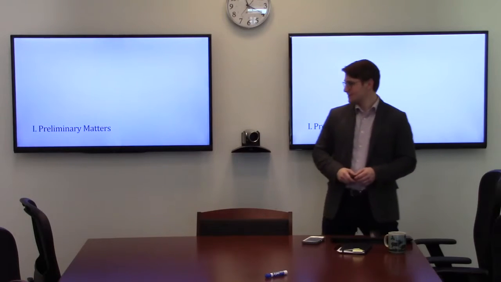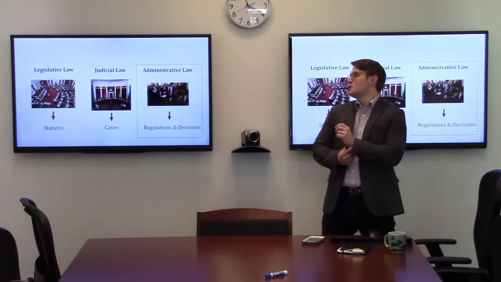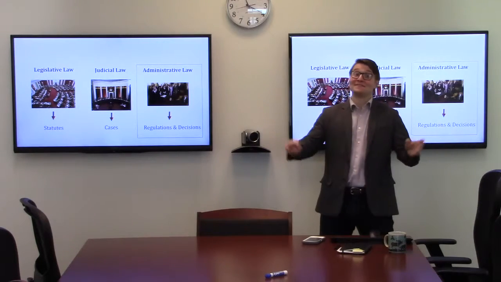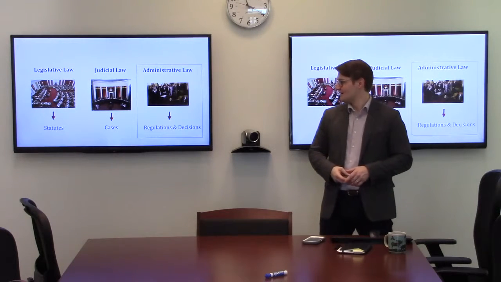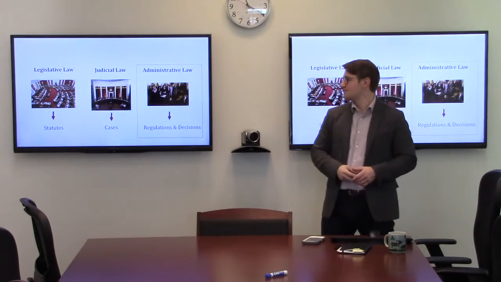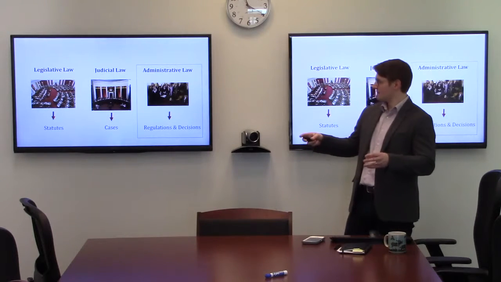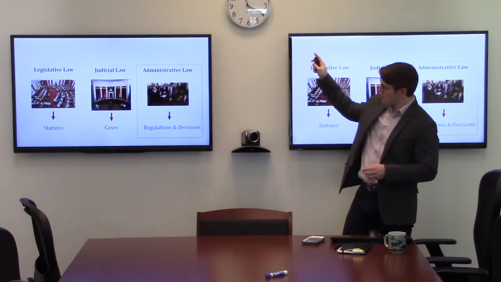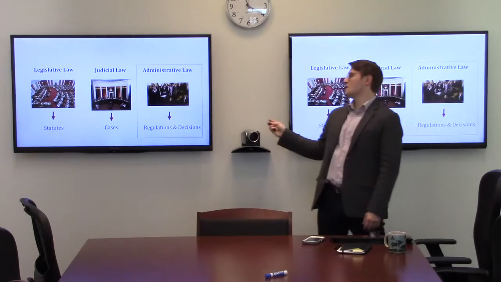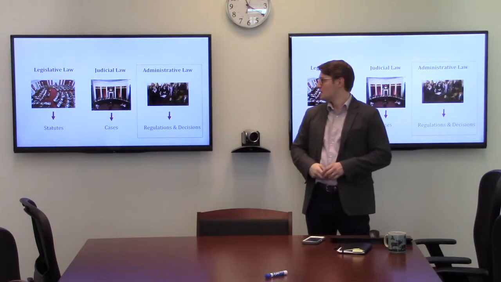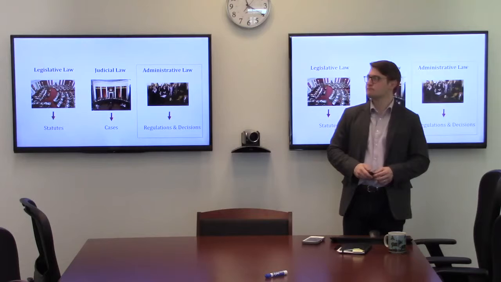All right, so let's start off with our preliminary matters. So administrative law really is its own thing, right? We have legislative law associated with the legislative branch, right, in the form of statutes. We have cases in terms of judicial law. Then we have our third branch of government, executive branch, which is mostly associated with administrative law. As we'll talk about, we have two main forms of administrative law. They are regulations and decisions.